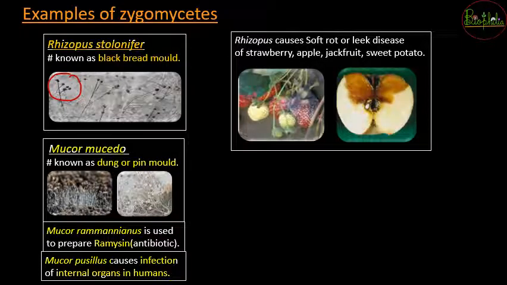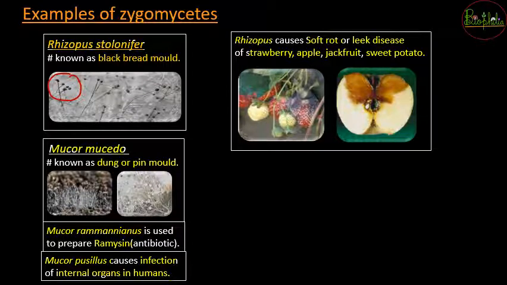So here we have to look at one more thing, that is regarding Rhizopus. One Rhizopus species is going to cause soft rot, also called leaks disease. Soft rot or leaks disease is found in strawberries, or it can occur in apples, jackfruit or sweet potatoes. What happens is whenever this fungus grows on these fruits, it causes them to rot, they decay and form soft parts. You can see in the photographs below how the production of fruit is affected with the growth of these types of Zygomycetes.